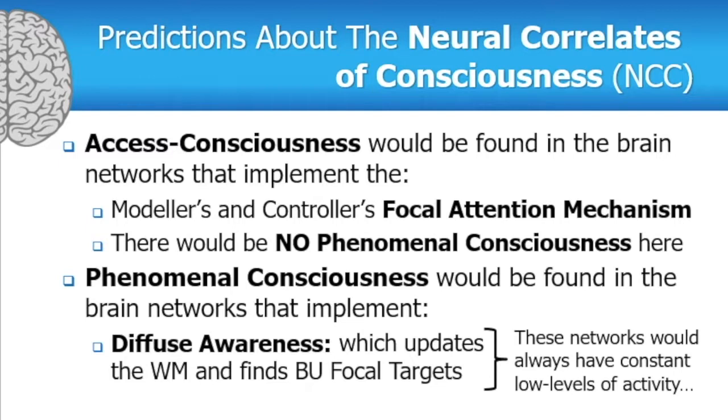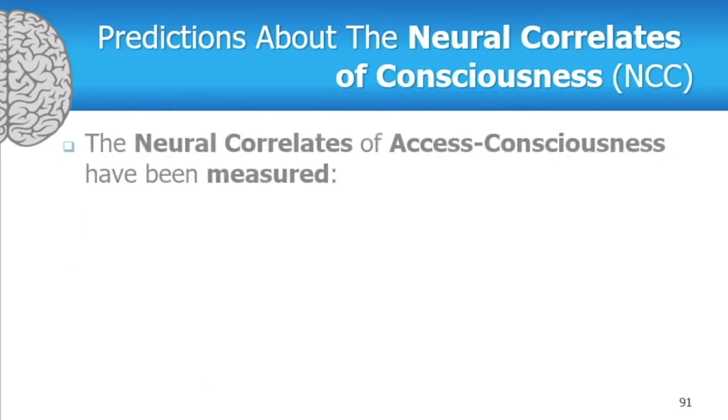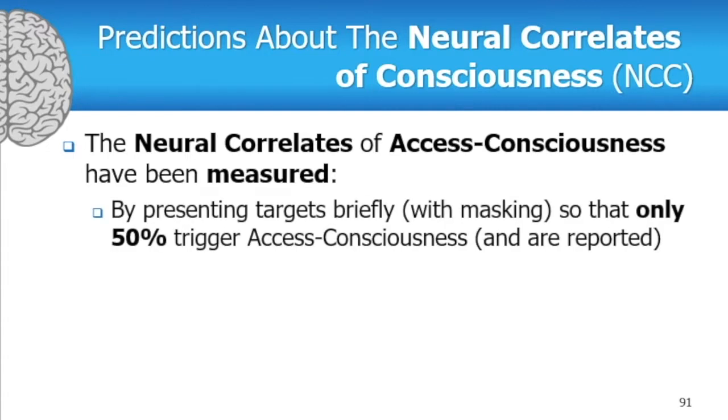Returning to access consciousness, it turns out that the NCCs for access consciousness have already been measured. The idea is to briefly present targets with masking so that only 50% of the targets trigger access consciousness and are thus reported by the controller. The masking before and after the briefly presented image is needed, since otherwise the briefly presented image would be very visible as an afterimage.